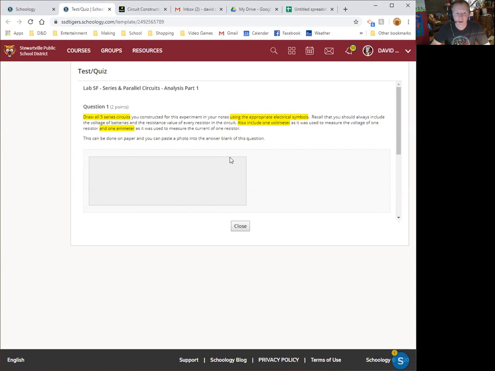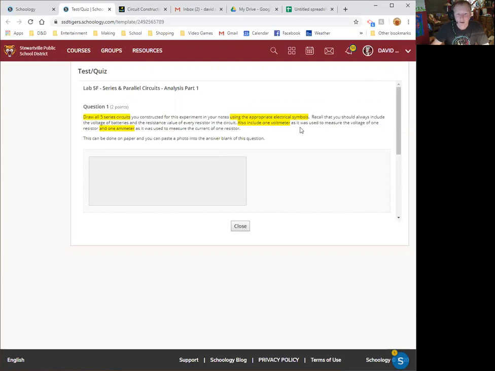So we'll start with the one that has a battery and 1 resistor. The next one will be 1 battery and your 2 resistors and so forth. I want you to keep some things in mind. Of course, use the appropriate electrical symbols. You can check out the video on circuit diagrams again to refresh your memory.